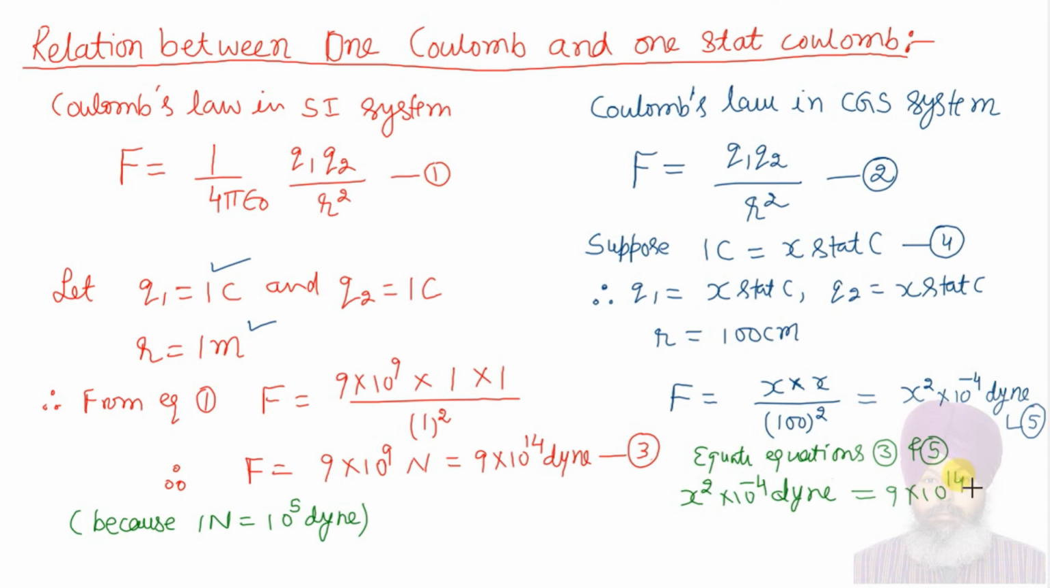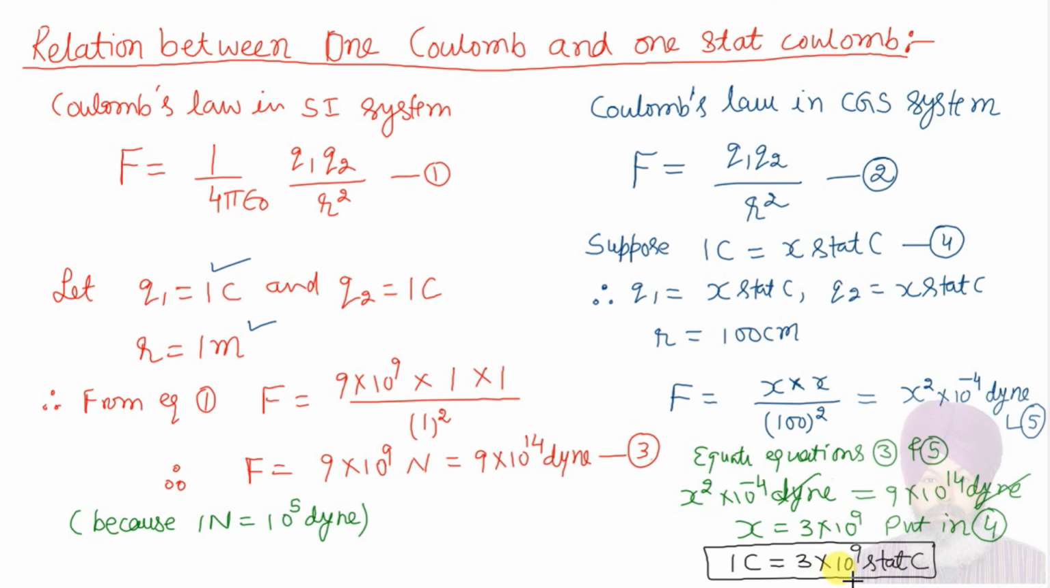So with this I will get x equal to 3 into 10 raised to power 9. So if you put this value in equation number 4, we get the final result, and that would be 1 coulomb is equal to 3 into 10 raised to power 9 stat coulomb.